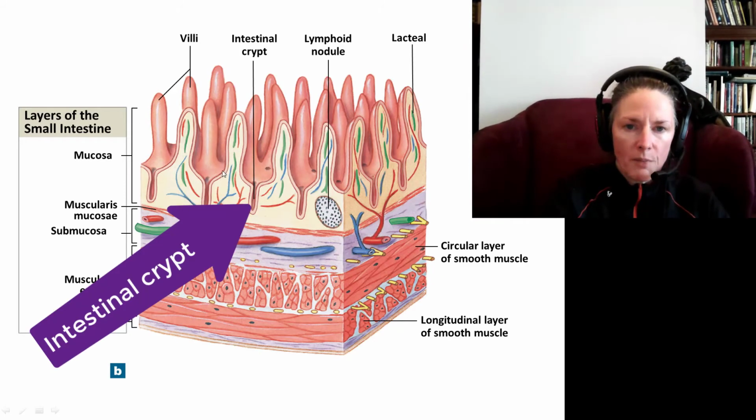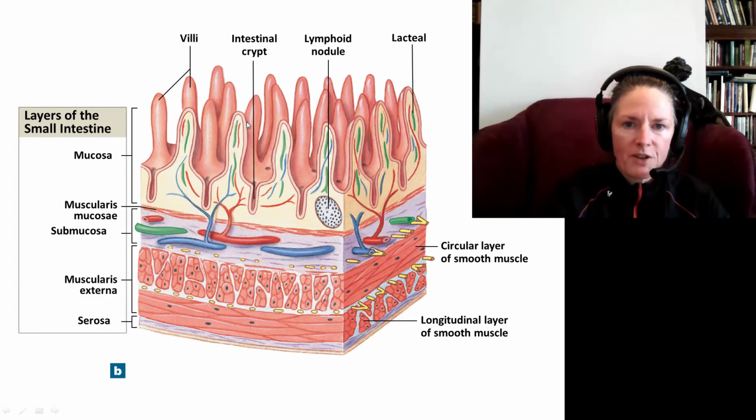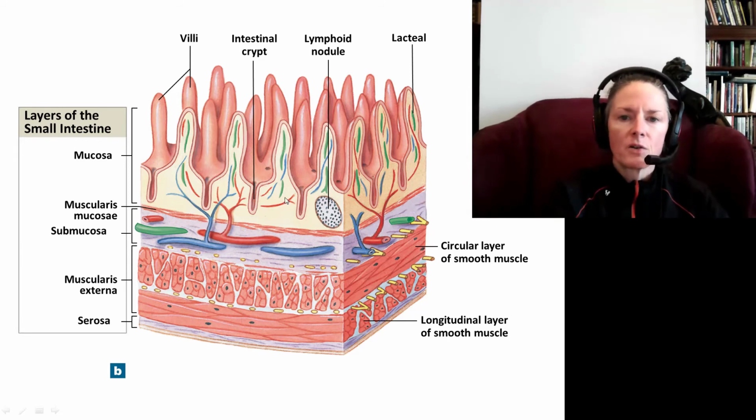Now you can see your epithelium here. And remember, the epithelium itself is coated with microvilli. And you can see your lamina propria here, our muscularis mucosa, our submucosa, and so forth. We have got our circular layer of smooth muscle, and we have our longitudinal layer of smooth muscle as well.